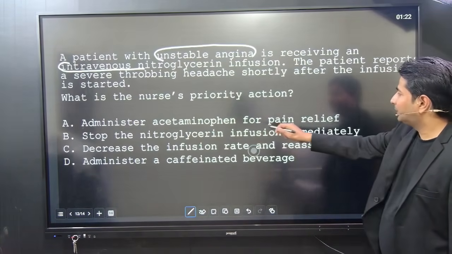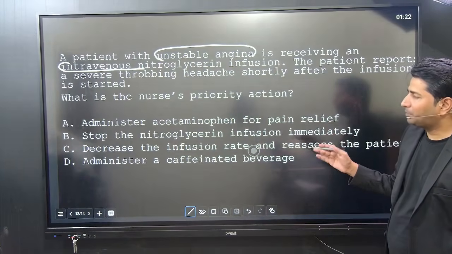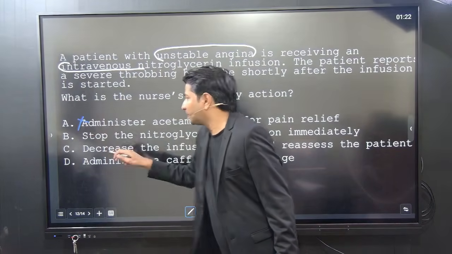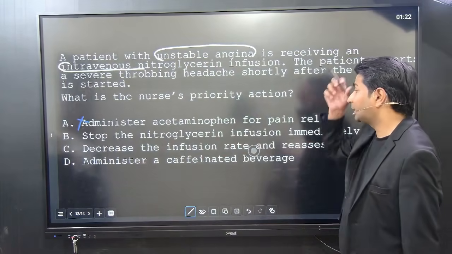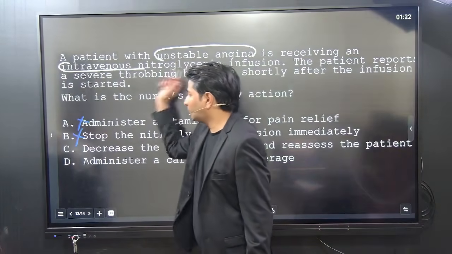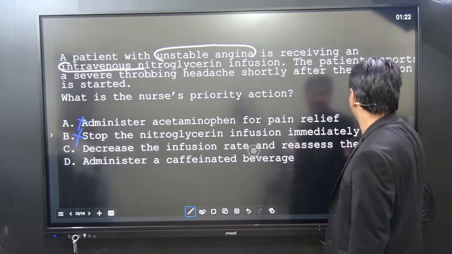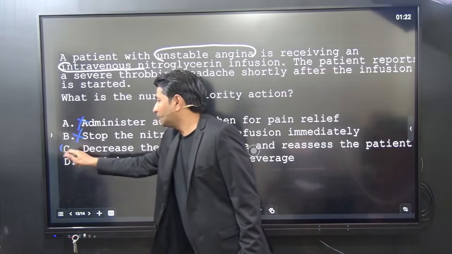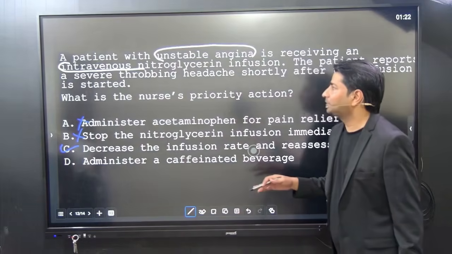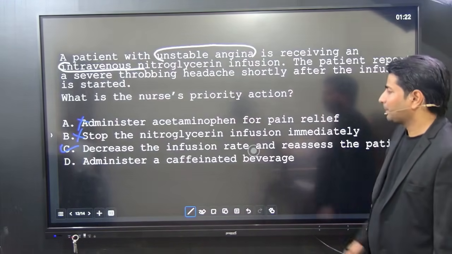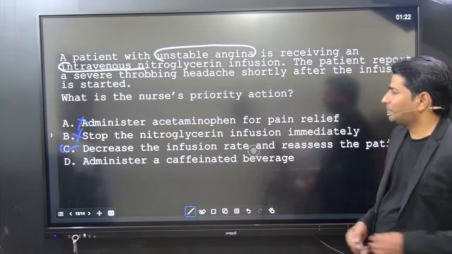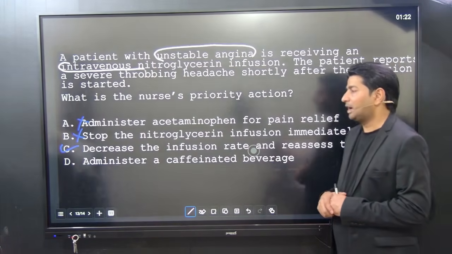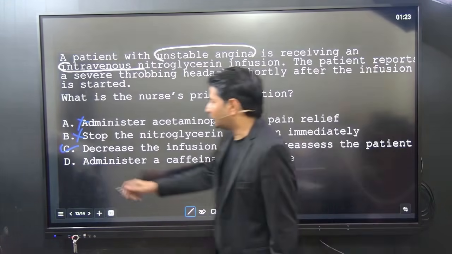Option 1, administer acetaminophen for pain relief. It might provide some pain relief for the patient, but the root cause needs treatment, and we haven't addressed the root cause here. What about this? Stop the nitroglycerin infusion immediately. If we stop the infusion, the condition will worsen. Decrease the infusion rate and reassess the patient. Yes, we can reduce the rate of the infusion. Then, after a while, we'll reassess to see if reducing the rate helped relieve the headache or not. Administer a caffeinated beverage. If we give a caffeinated beverage, what will happen? Activity will increase, meaning the heart rate will rise, which we don't want. A higher heart rate increases demand, so we'll eliminate this too.